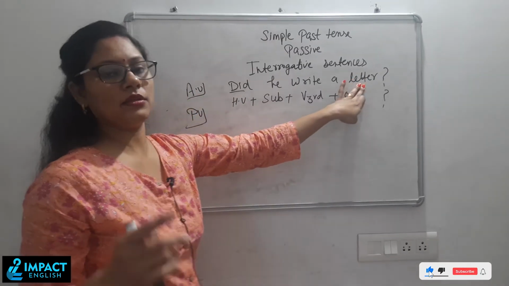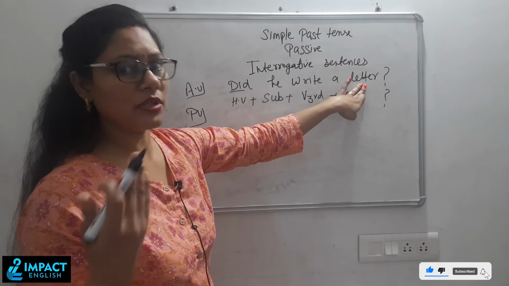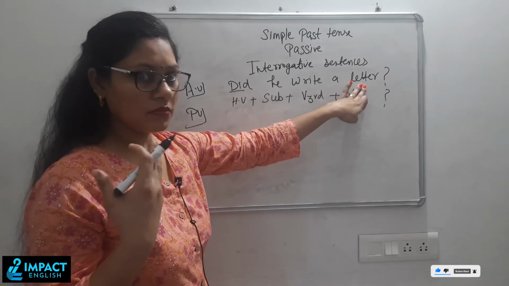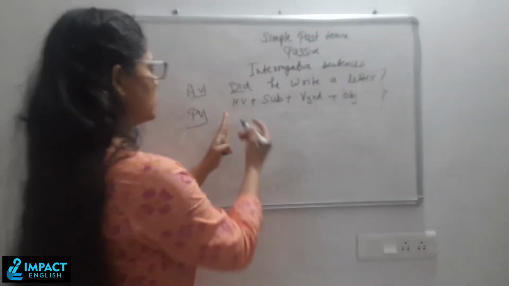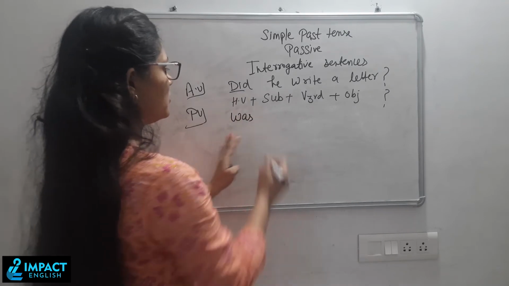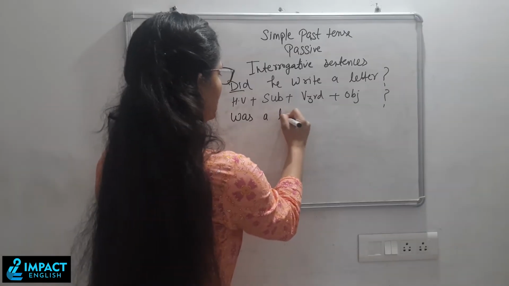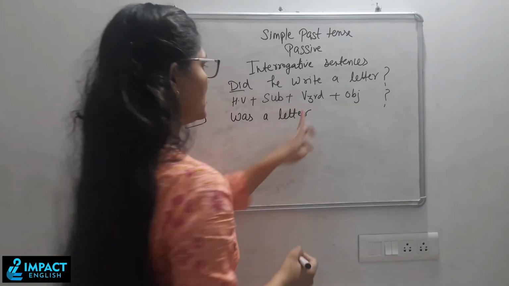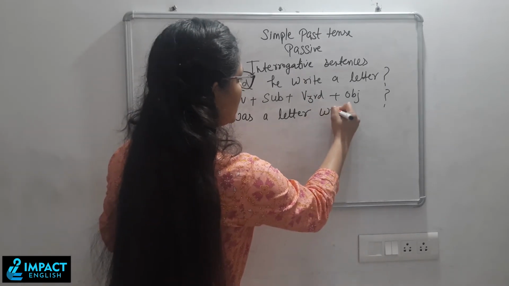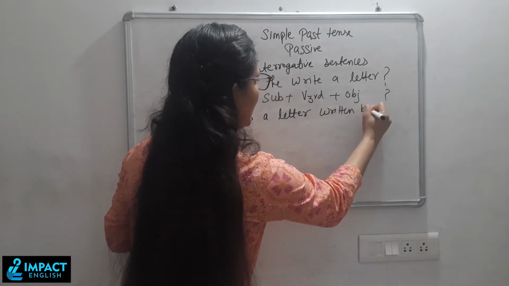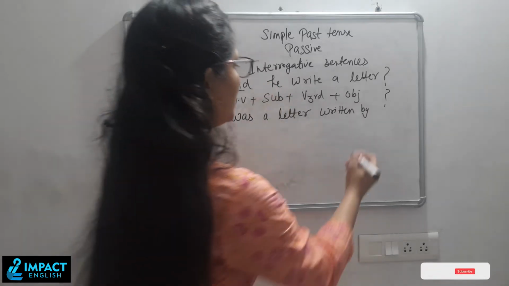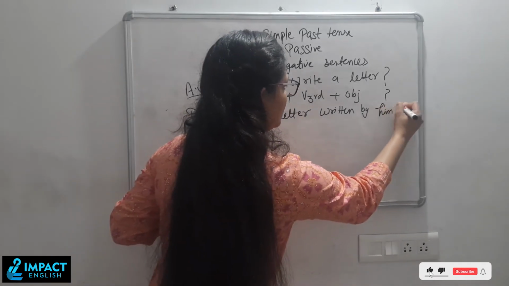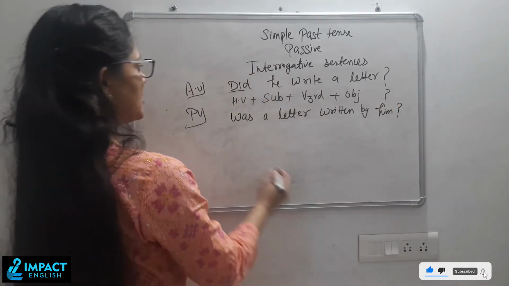Here a letter, a single letter is given. That means a singular thing is given. So, with a singular thing we use was. So, here we will write was, then subject, was a letter. Then third form will be written by, and he will be changed into him. Question mark.